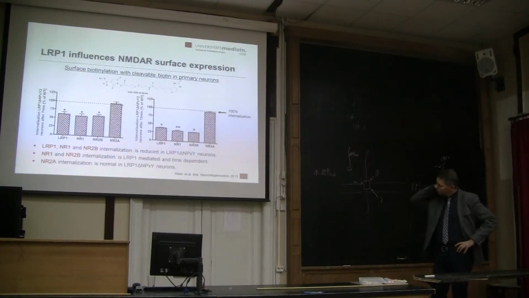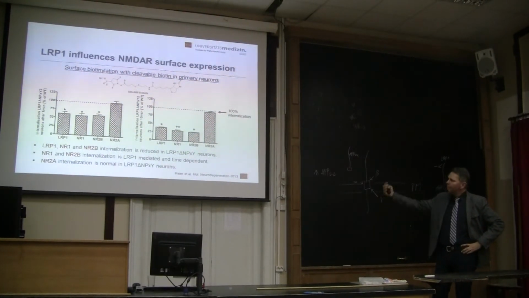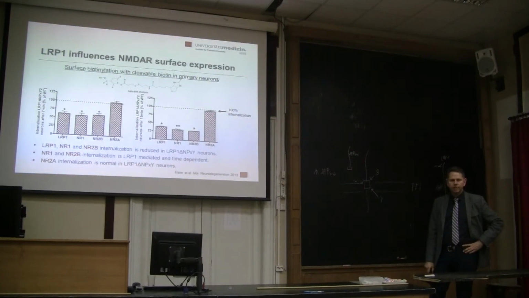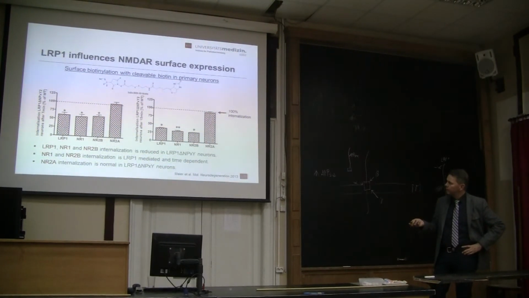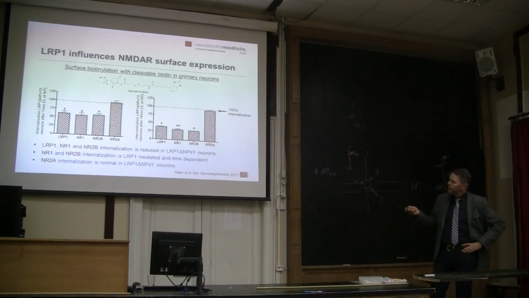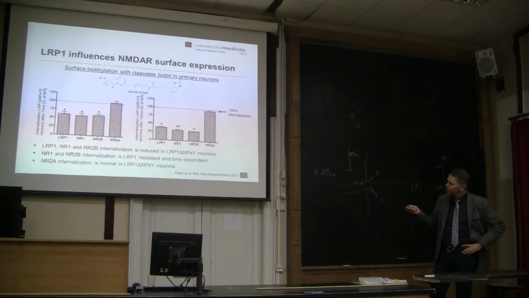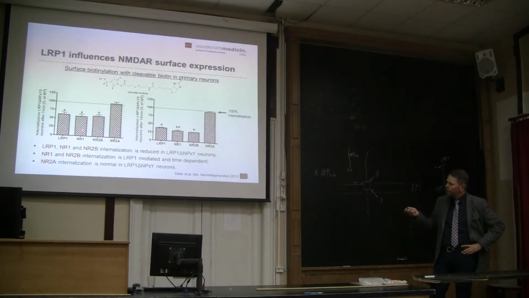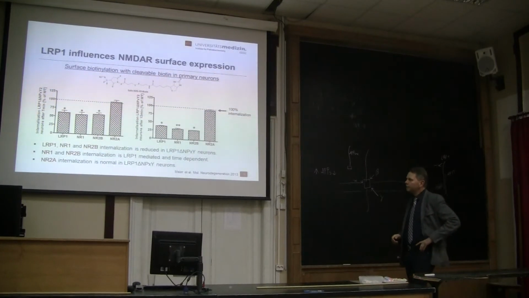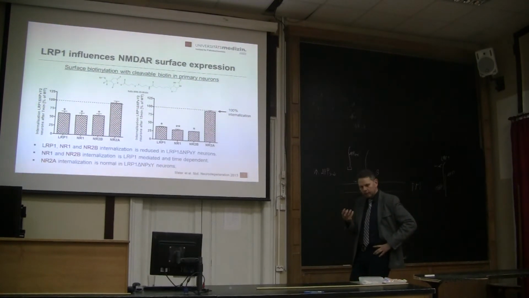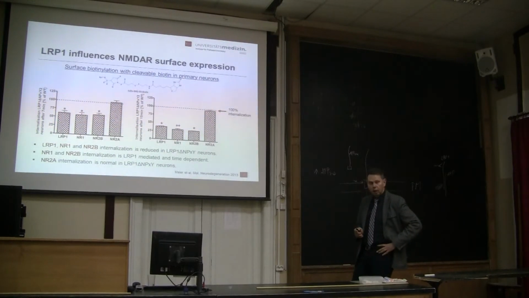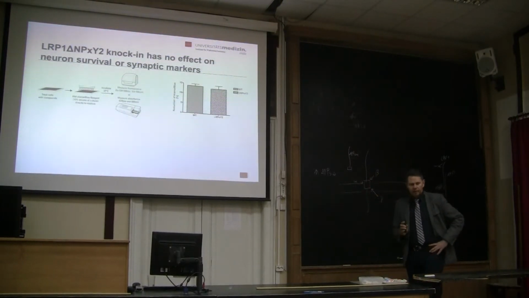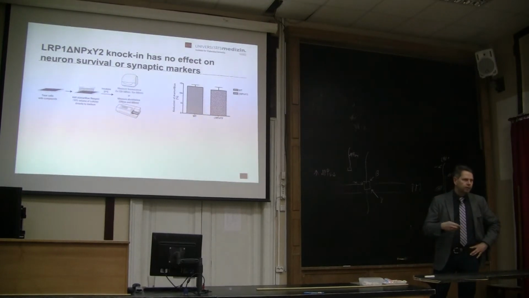This was then further proven by an uptake assay. Now we really measured internalization. We didn't measure surface, but we measured internalization. And you can nicely see that we have reduced internalization in LRP, in NR1, and NR2B, but no difference in NR2A. So in neurons, in primary neurons, something is completely messed up with the NMDA receptor subunit composition when we have a knock-in LRP. So would that then mean we have an overall problem with cell survival, for example?